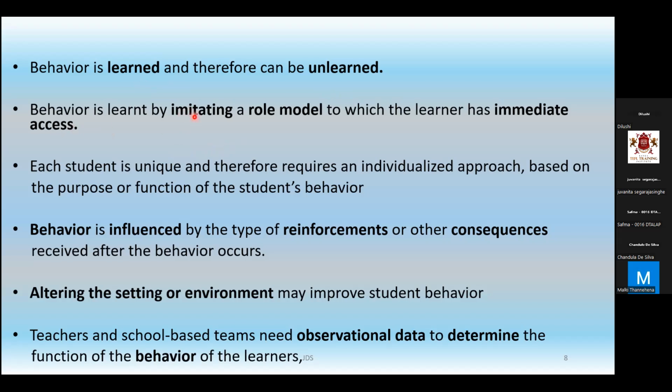This is already something we have discussed. Behavior is learned by imitating a role model to which the learner has immediate access, right? So the role models found in the immediate surroundings are more or less imitated, not people who are found in faraway places.